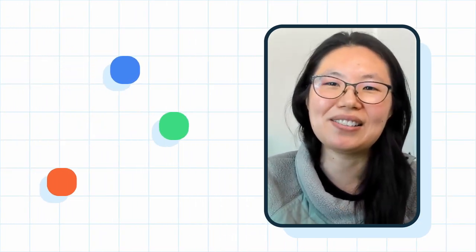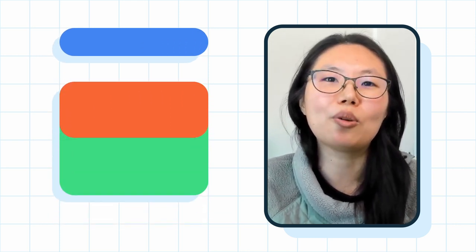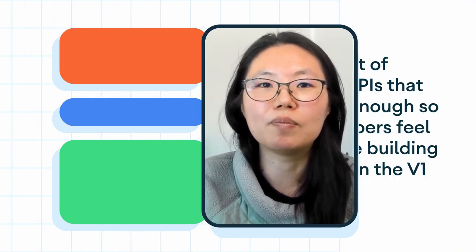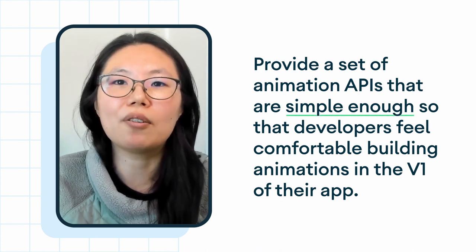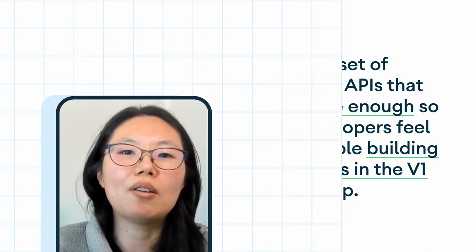Prior to Jetpack Compose, we noticed that the developers were fairly intimidated by building animations. They would first build everything in their app except the animations, and then later on they would go back and add animations when they have time or feel comfortable. It's such a pity because we think animations are so essential to the end user experience. So part of the motivation for Compose Animation is to provide a set of animation APIs that are simple enough so that developers feel comfortable building animations in the V1 of their app.